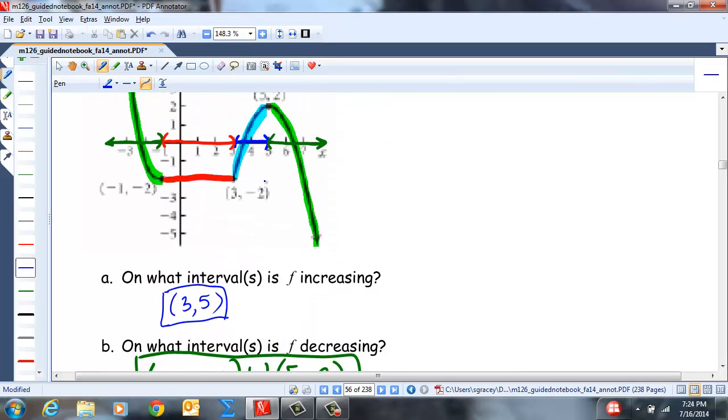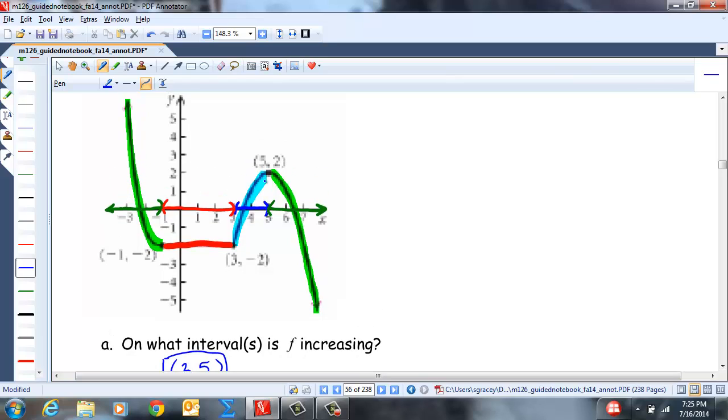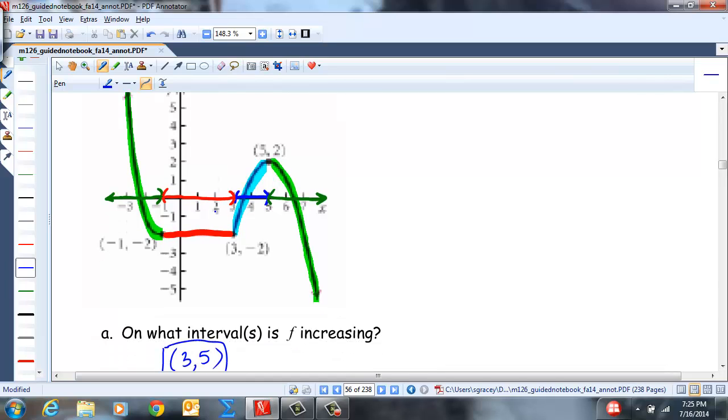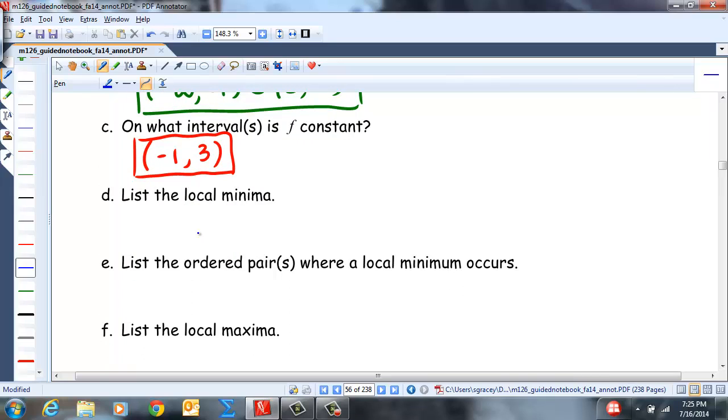So here we go. It's a little bit tricky, right? Do you see that there's infinitely many ordered pairs where the minima occur, because they occur where it's constant, the local minima. So we're just going to list it. We have a local minimum, okay?